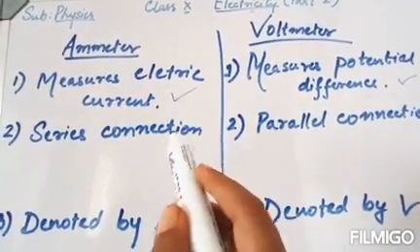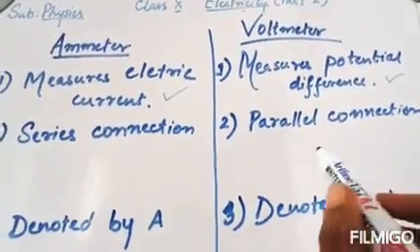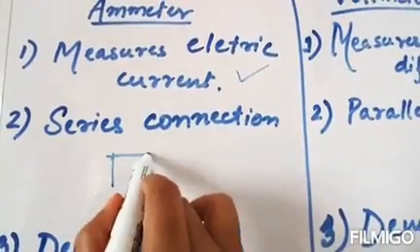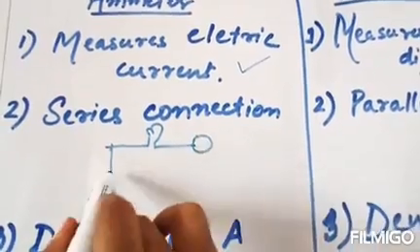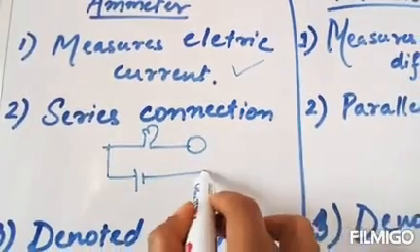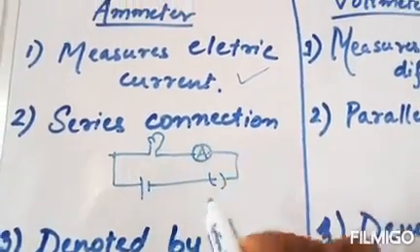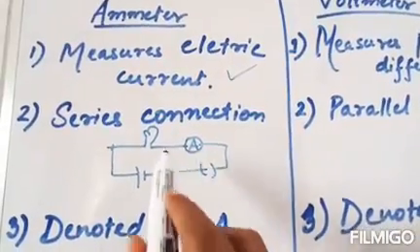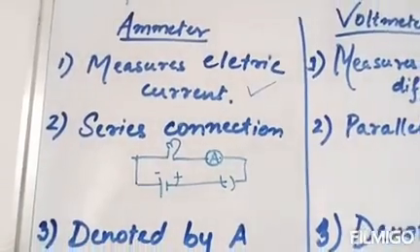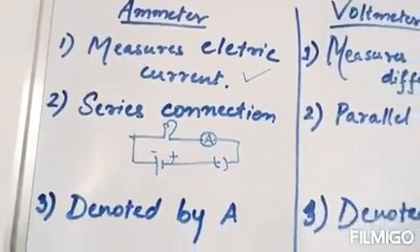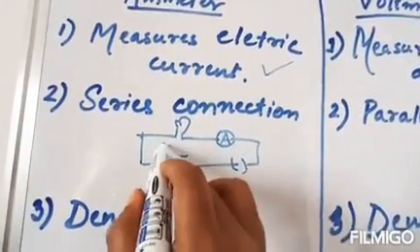Ammeter is always situated in series connection, while voltmeter is connected in parallel connection. How do you see this? Suppose I have an electric circuit, and I need to know how much current is flowing through the circuit. So I will always place the ammeter into a series connection.